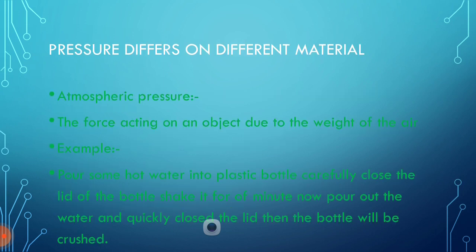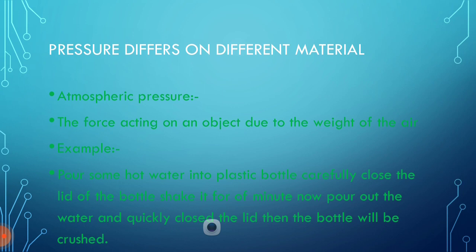Next, atmospheric pressure. The force acting upon an object due to the weight of the air. Means when the air weight is more, then pressure comes on the object, and that is known as atmospheric pressure.